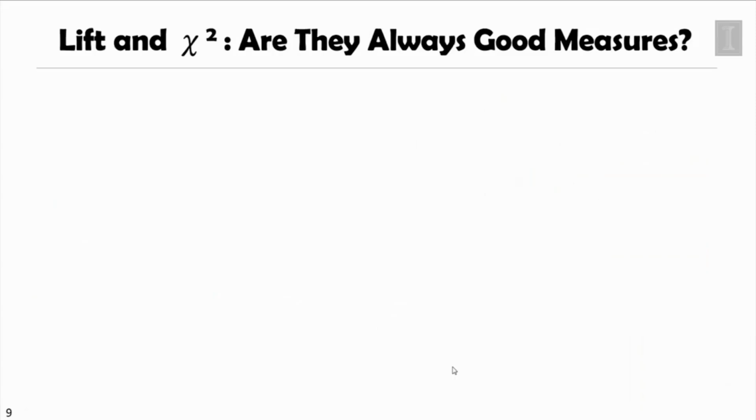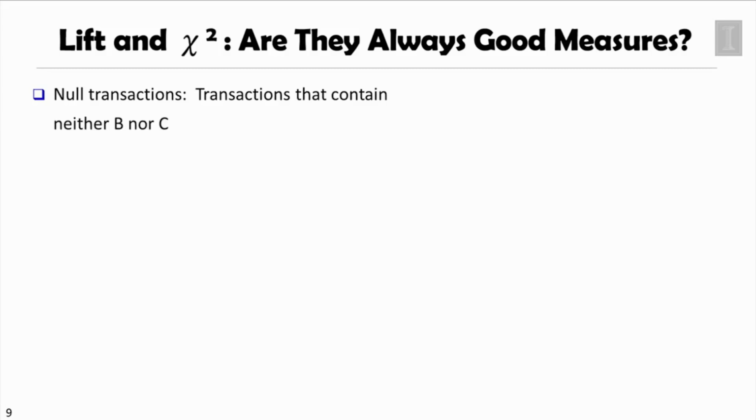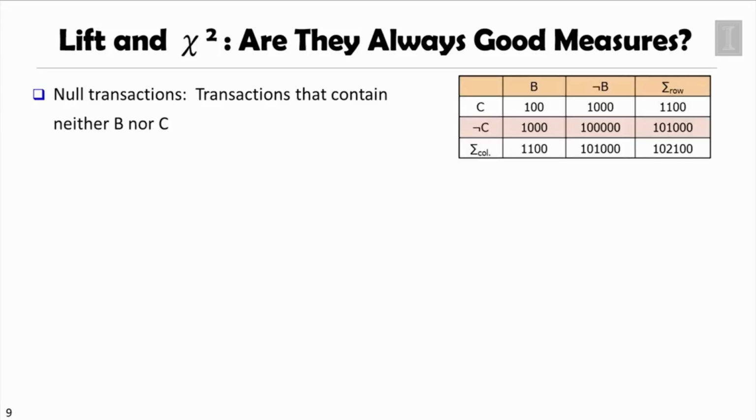But the problem becomes whether lift and chi-square are good in all cases. Let's examine an interesting case. In this case, you can see that not B, not C is actually quite big. There are 100,000.